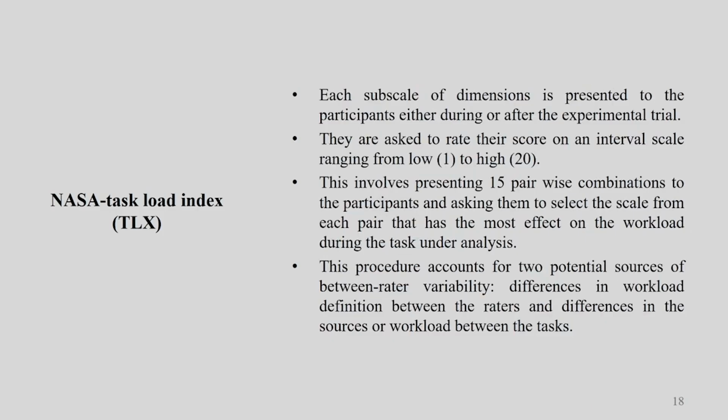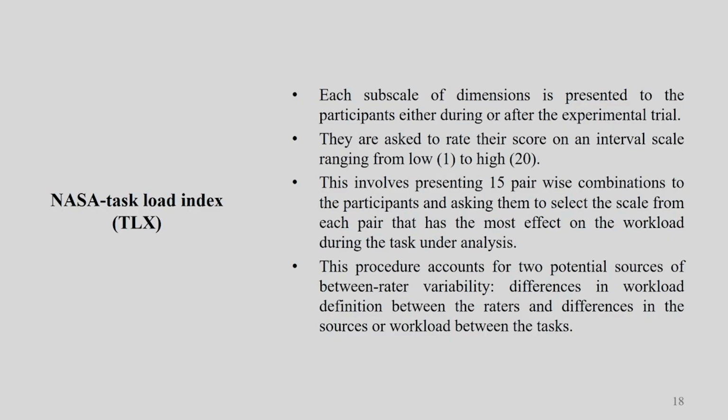Okay, so each subscale of dimensions, all these 6 dimensions are presented to the participant either during or after the experimental task. So, depending on what type of experiment you are doing, depending on that you have to produce it. They are asked to rate their score on an interval scale ranging from 1 to 20. 1 represents low and 20 represents high.